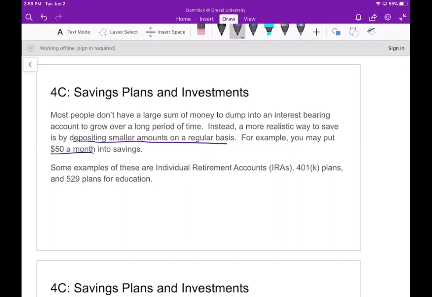Now, there are some retirement accounts and savings plans that are available to you, and a lot of them are available through a company that you may work with. Those are things such as individual retirement accounts, 401k plans, and 529 plans, right? So those are some examples of savings plans.